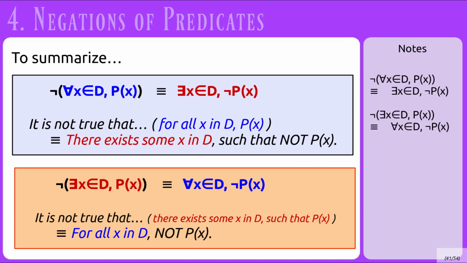So to summarize, when we're negating a quantified statement that uses for all and P of x, the negation will be there exists and not P of x. And vice versa, if we are negating a statement that says there exists and P of x, then the negation will be for all and not P of x.